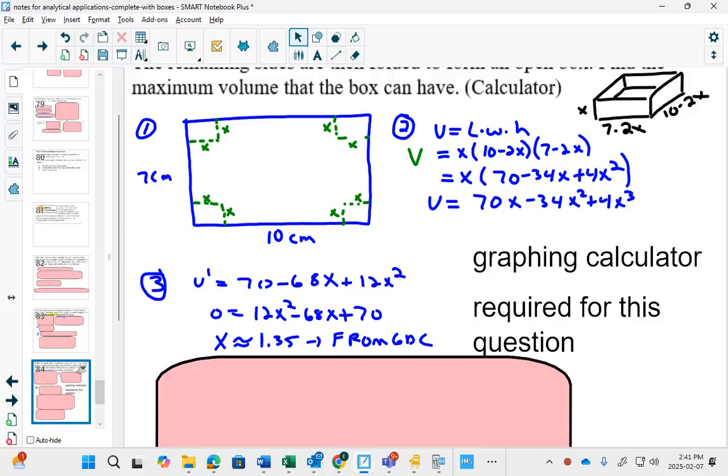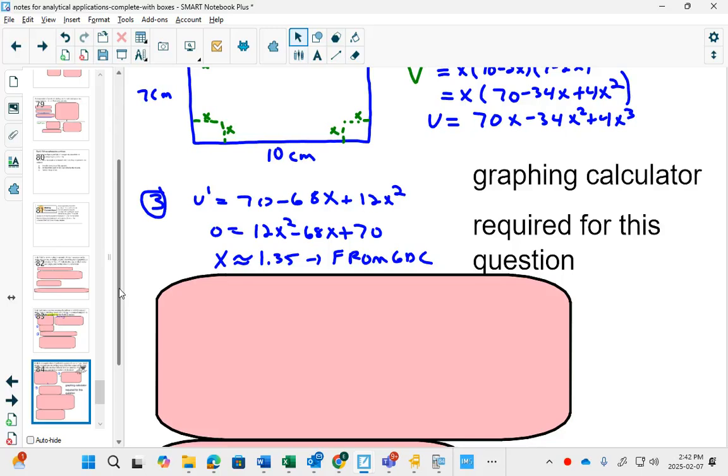Could you get the 1.35 without your calculator? Absolutely, but you would need the quadratic formula. It wouldn't be fun with those big numbers, but it would be possible. I'd probably divide by 2 to make it a little bit smaller numbers. But we already figured out that 1.35 from our calculator.